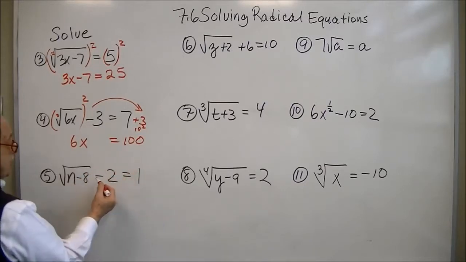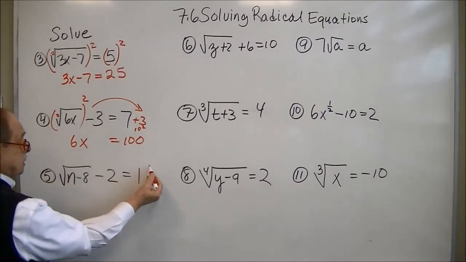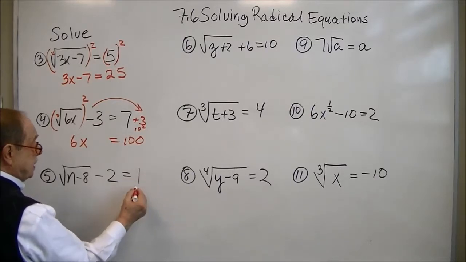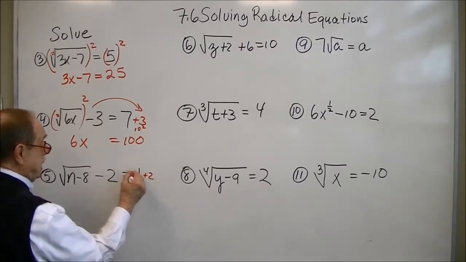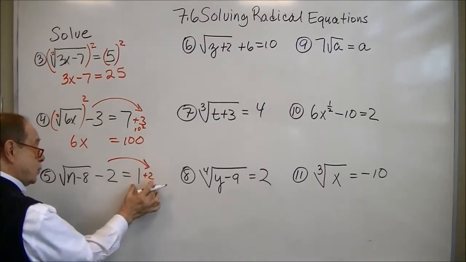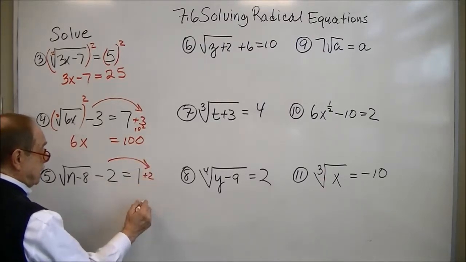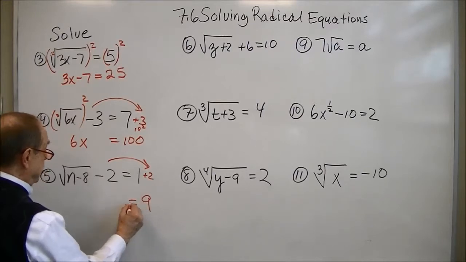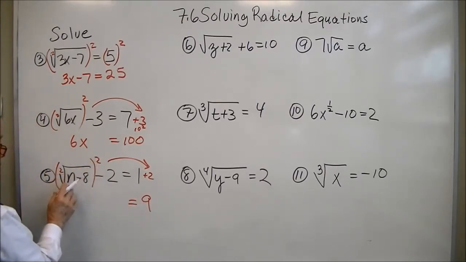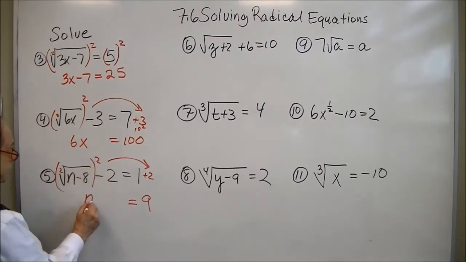Same thing here. We're going to bring the negative 2 over. That will become a positive 2. So this will become a 3. And we're going to square the 3. That gives me a 9. And when we square this, it just becomes the radicand.